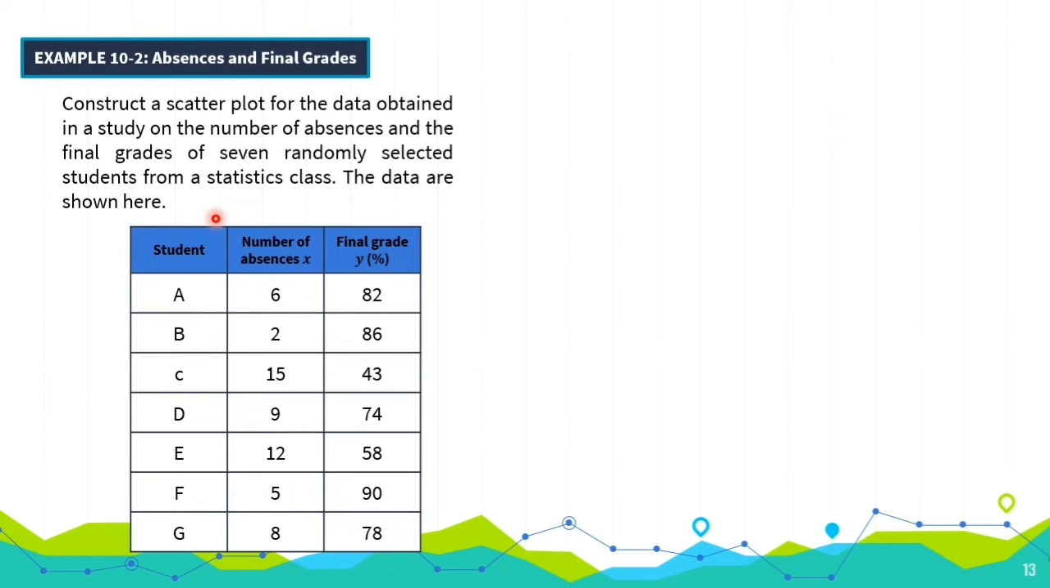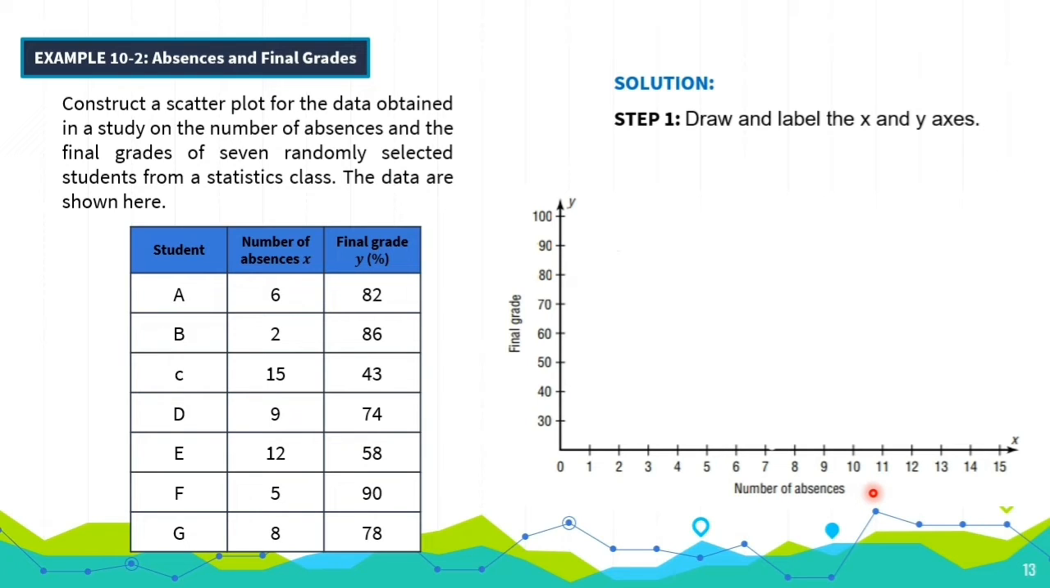So we have for the first column the student, the second column is the number of absences, also the independent variable x. And for the third column, we have the final grade in percent, and this is the dependent variable y. So for our solution, we have step 1, draw and label the x and y axis. For the x-axis, we have the number of absences, and for the y-axis, we have the final grade.